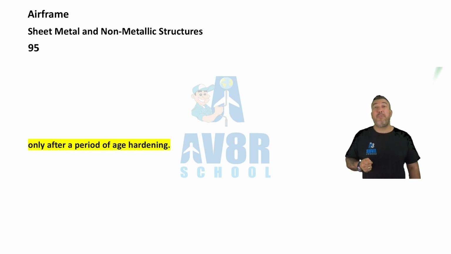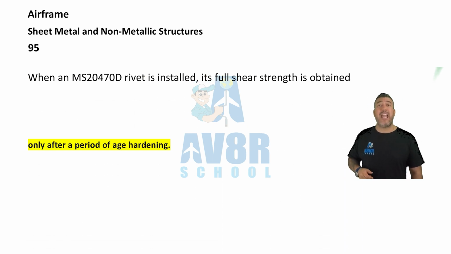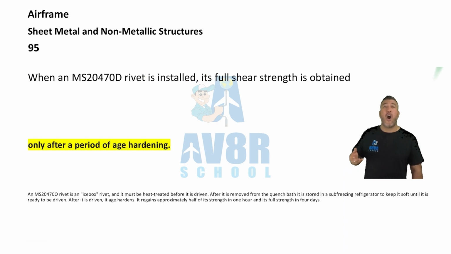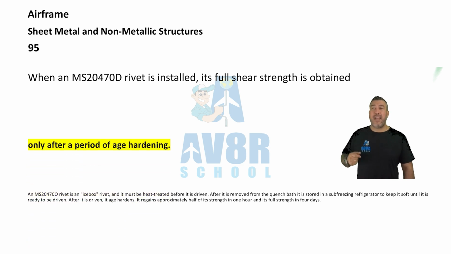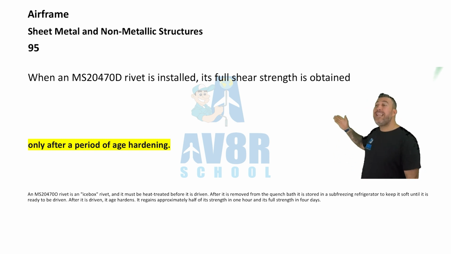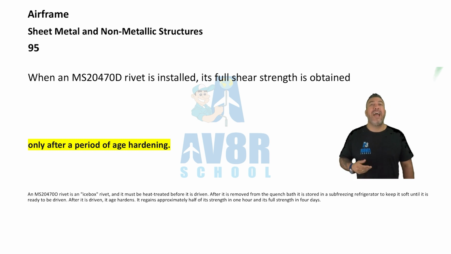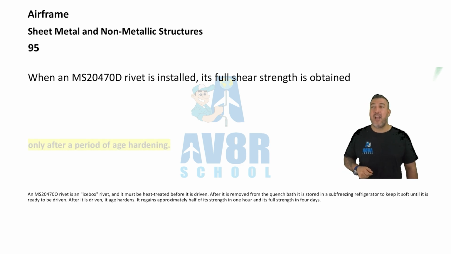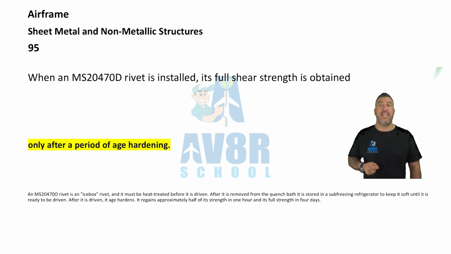Number 95. Only after a period of age hardening. When an MS20470 D rivet is installed, its full shear strength is obtained only after a period of age hardening.